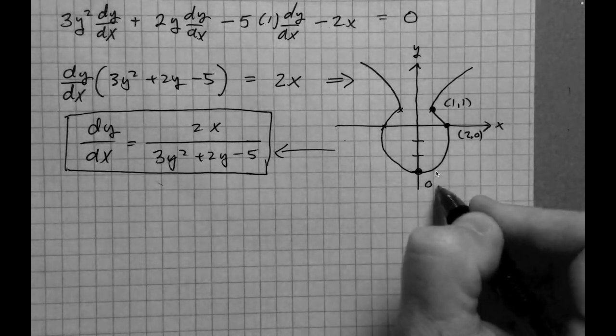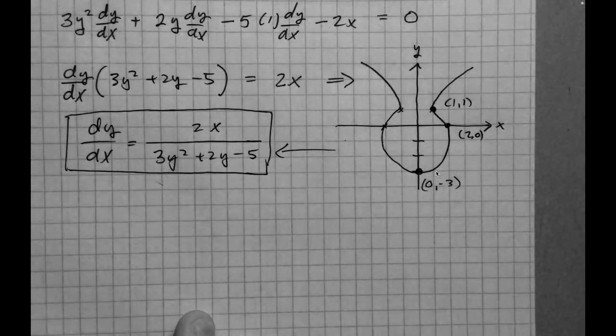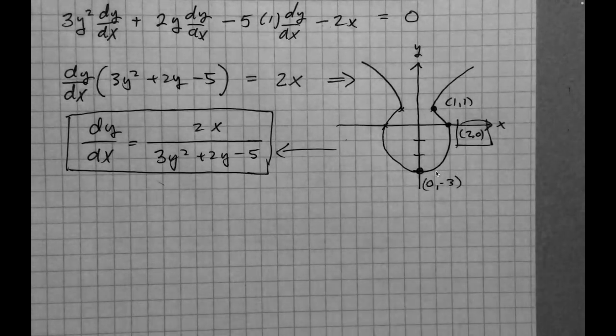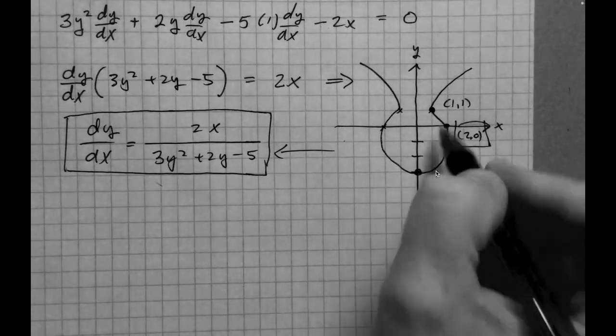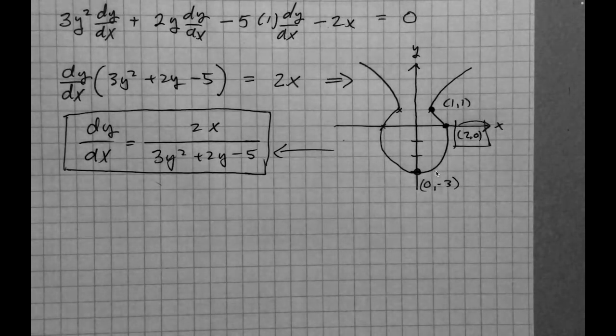Yeah, so (0, -3). Okay. So let's take a look at this point to start with. Consider the point (2, 0). Maybe I want to know the slope of the tangent line at (2, 0).